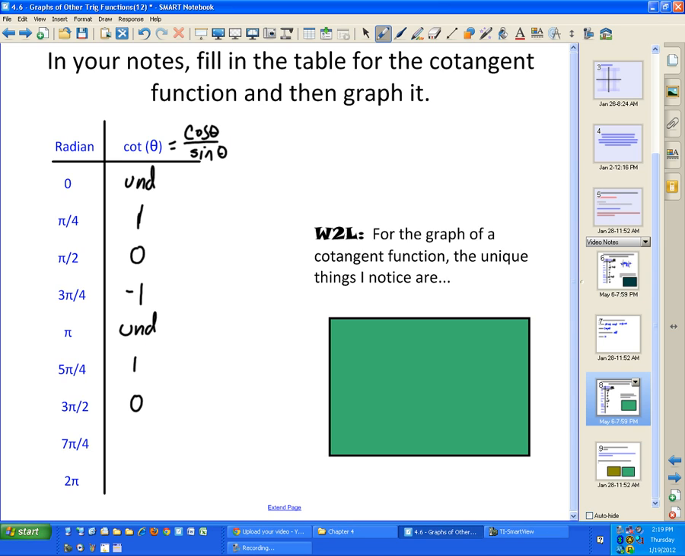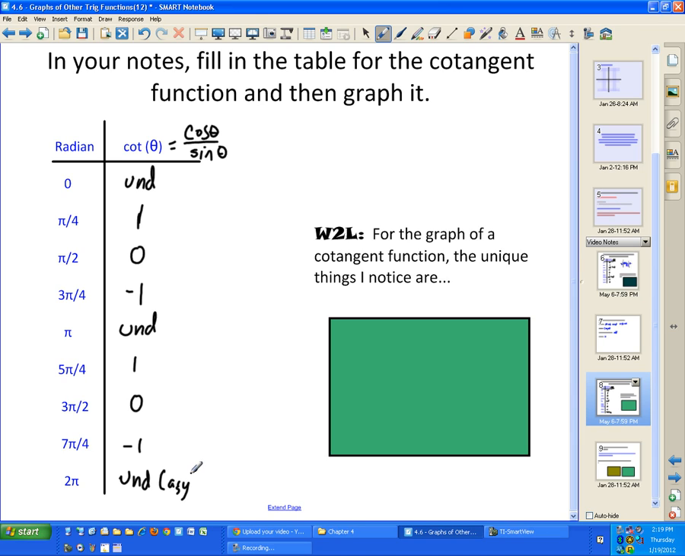At 7 pi over 4, we're in the fourth quadrant, which means cosine is positive but sine is negative, and they're the same values, so I get negative 1. And then at 2 pi, cosine is 1 but sine is 0, which is another undefined. So all these undefineds are our asymptotes that we're going to be looking at.